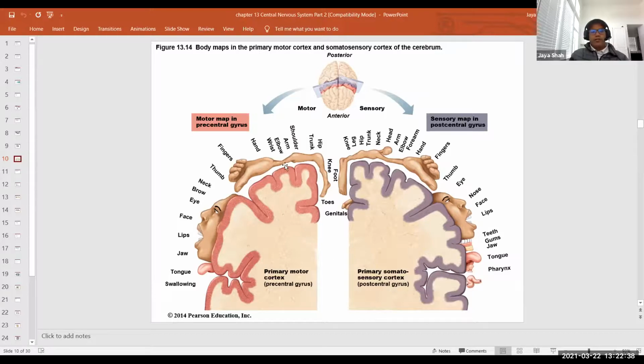Similarly, in the motor area too, if you want to move your toe, you have to activate the neurons in your inner or upper part of the brain. And the upper part of the body, like the head, is in the lower part of the brain. So this is just opposite, okay? And the sensation from the right side of the body goes to the left side of the brain, and from the left side of the body, it goes to the right side of the brain.